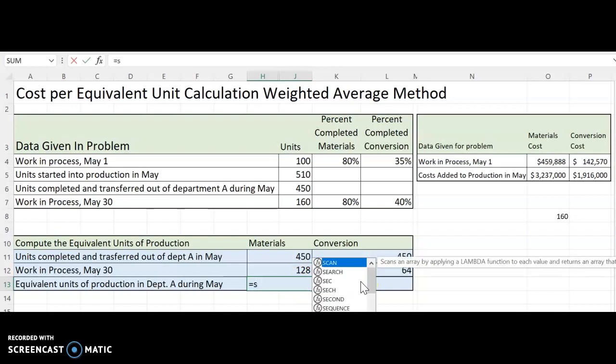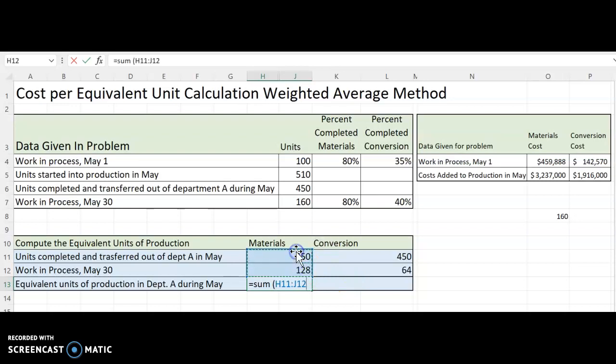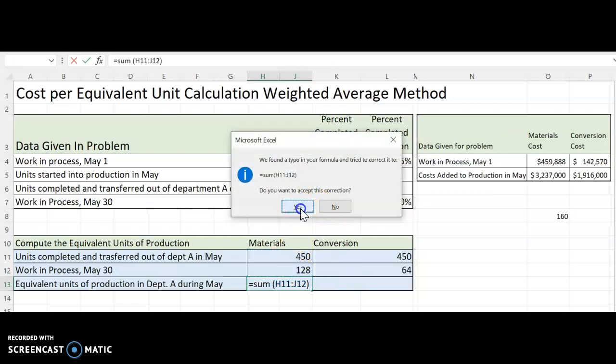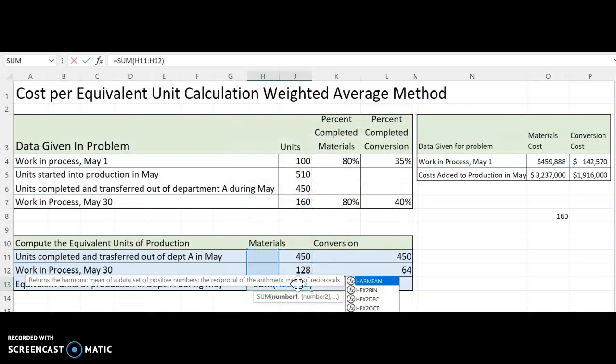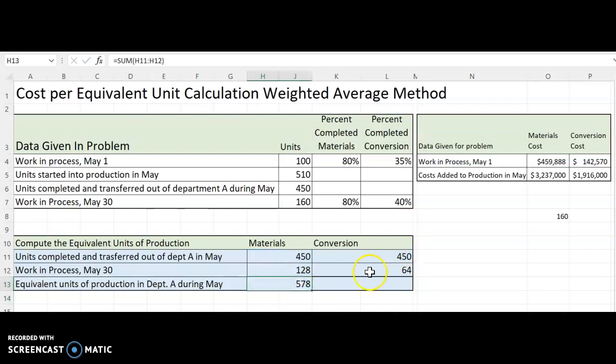And for conversion, over here we're going to sum up our conversion units, and we're going to get 514 for conversion equivalent units of production.